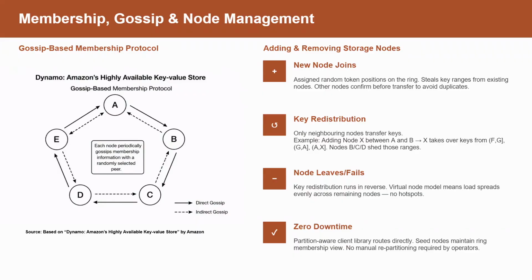The result, zero downtime. The client library is partition aware, meaning it routes requests directly to the right nodes. Nodes maintain a consistent view of ring membership, and operators never need to manually repartition anything. You can add nodes before Black Friday and only a fraction of the keys need to move. The rest of the system keeps running without any interruption. Thank you. I will hand over to Tarushi.